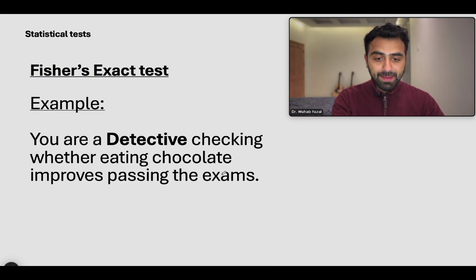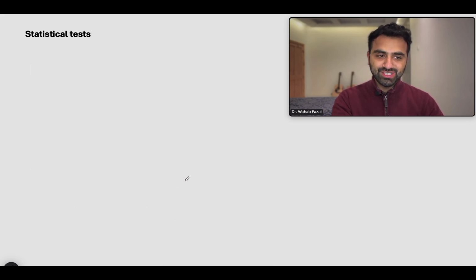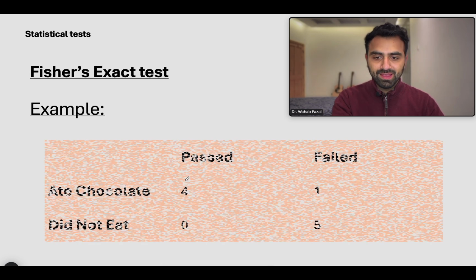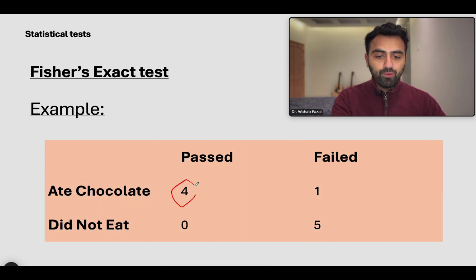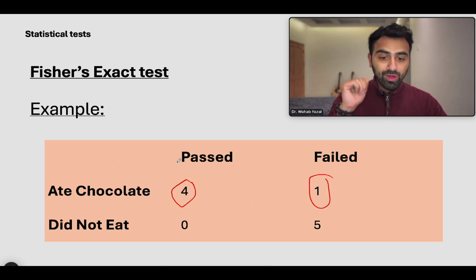So let's take an example. You're a detective checking whether eating chocolate improves passing the exams, and you take 10 students. That's a small number of students. So you get 4 in this one, 1 in this one, 0 and 5. And let's see whether the independent and dependent variables are both qualitative or not.